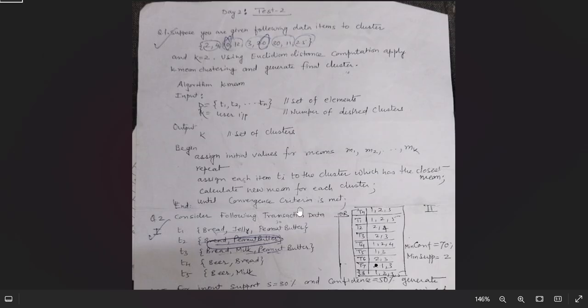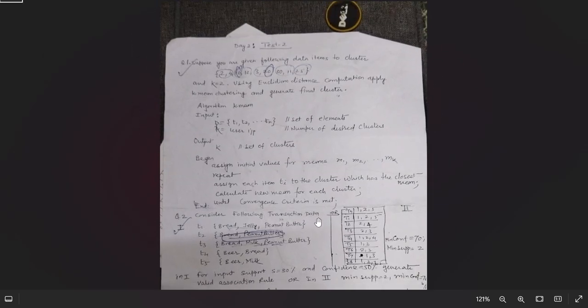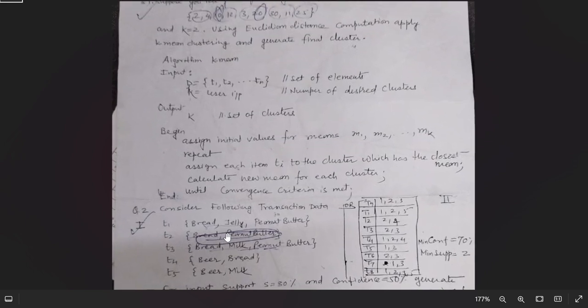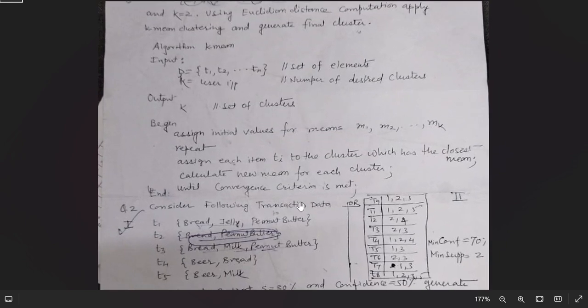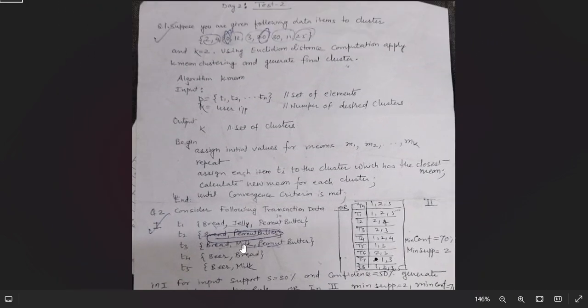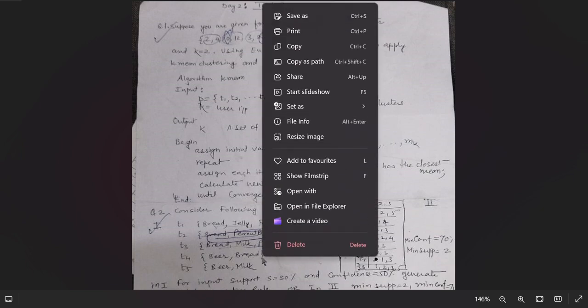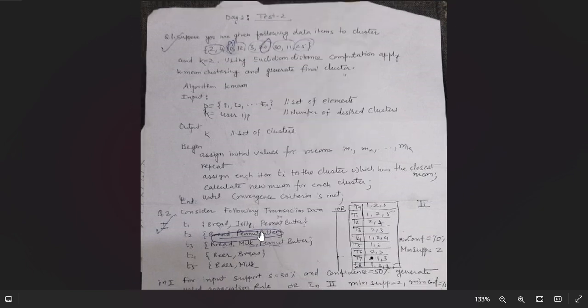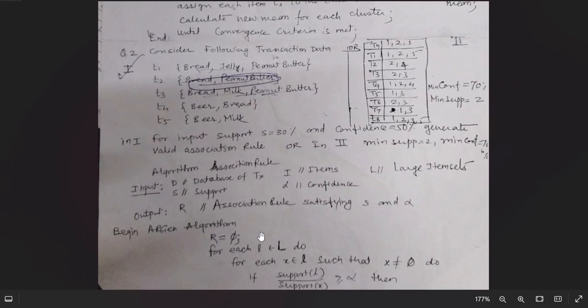Now what about the second question? Consider the following transaction data: T1, T2, T3, T4. In T1: bread, jelly, peanut butter. Then bread, peanut butter; bread, milk, peanut butter; beer, bread; beer, milk. Now what is the question?